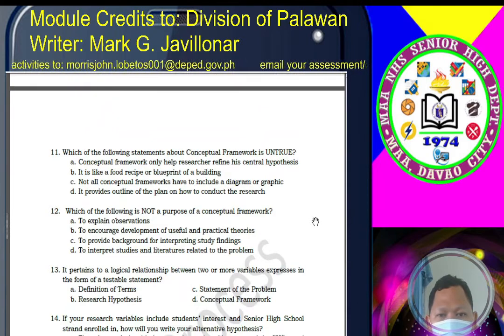11. Which of the following statements about conceptual framework is untrue? A. Conceptual framework only helps researcher refine his central thesis. B. It is like a food recipe or blueprint of a building. C. Not all conceptual framework have to include a diagram or graphic. D. It provides an outline of the plan on how to conduct the research.